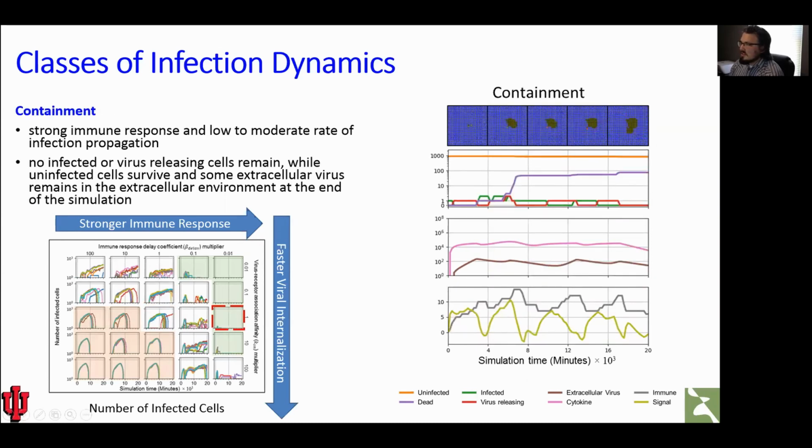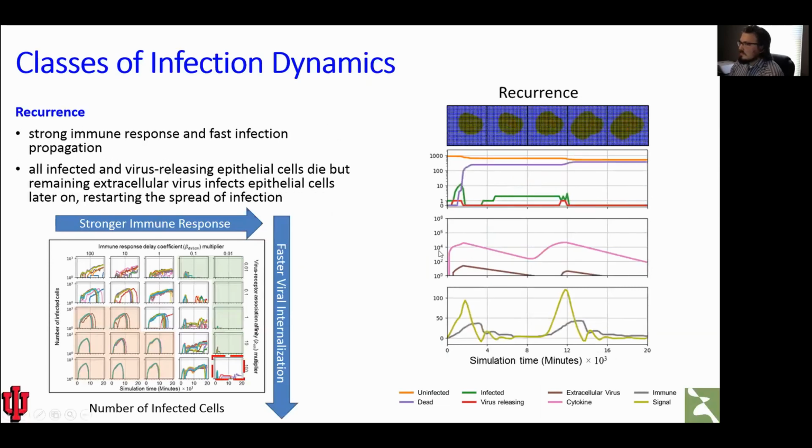There's what we call containment. This is the case when we find at the end of simulation that there are no infected cells. However, when we measure the total extracellular virus, we find that there's an appreciable amount, meaning that even though there are no infected cells, more infected cells could pop up. And so there's still the chance of infection starting again and needing to be dealt with.